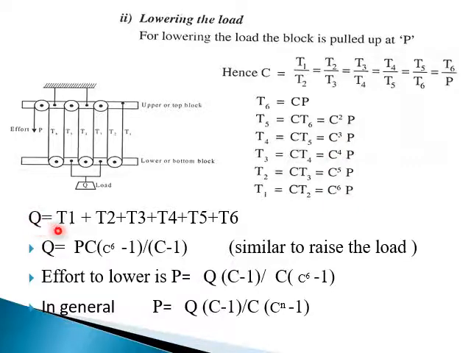What we have, Q is equal to T1 plus T2 plus T3, T4, T5, T6. Okay, this is the equation we use. So now you just replace the T1, T2, T3, T4, T5, T6, and in a similar way you can calculate Q as P into C to the power 6 minus 1 divided by C minus 1.